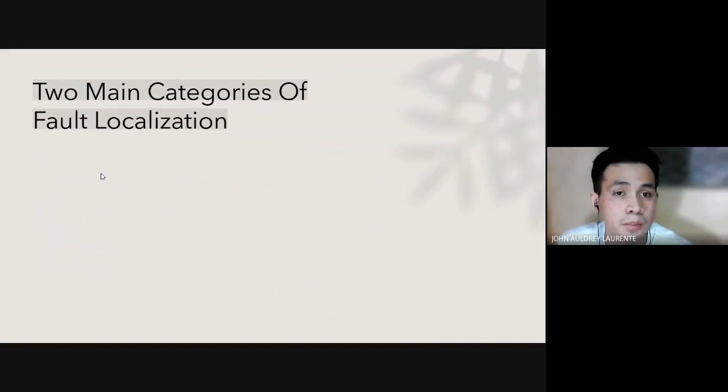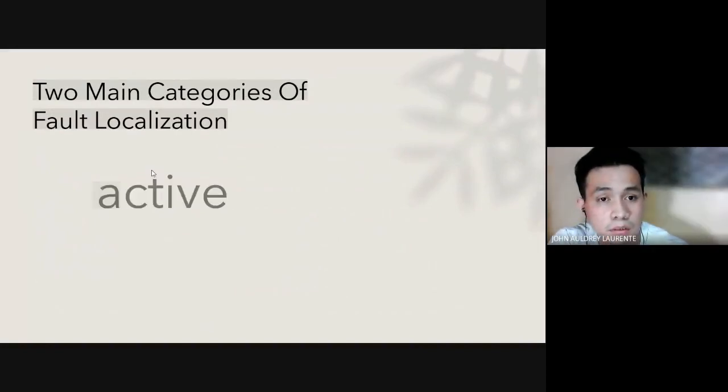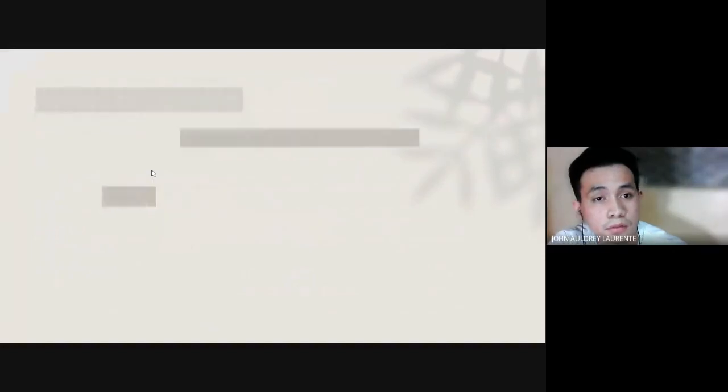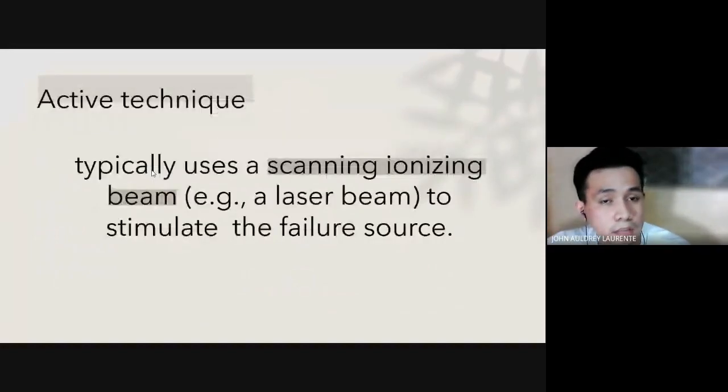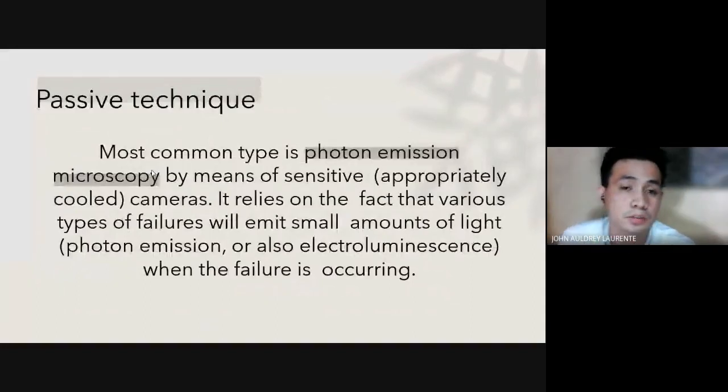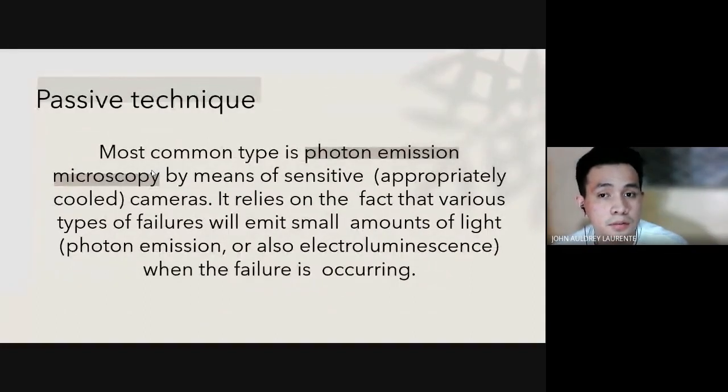For this, there are two main categories of fault localization. First is the active, and the second one is passive. The active localization technique typically uses a scanning ionizing beam or laser beam to stimulate the failure source. While the passive technique, most commonly photon emission microscopy, which will be discussed later on, works by means of sensitive cameras. It relies on the fact that various types of failure will emit small amounts of light when the failure is occurring.